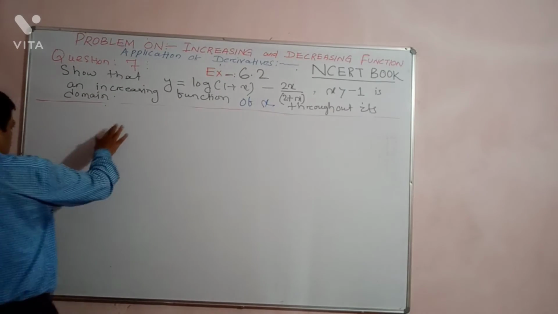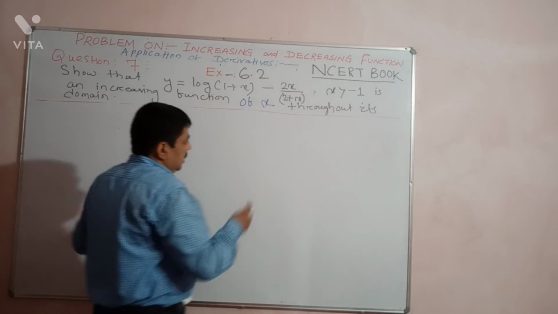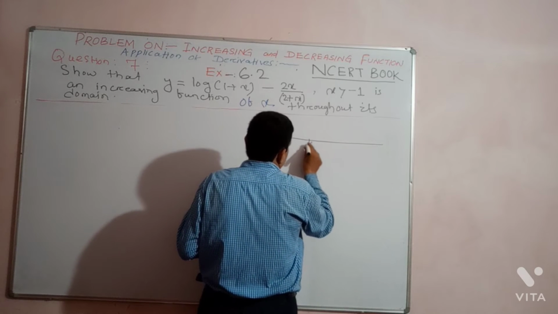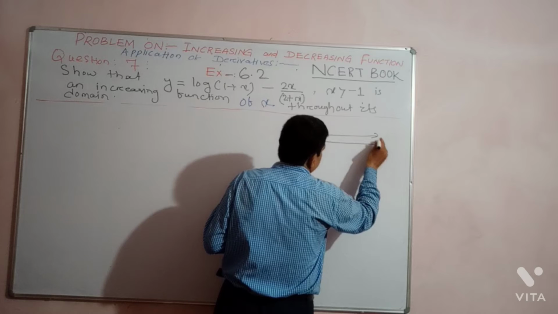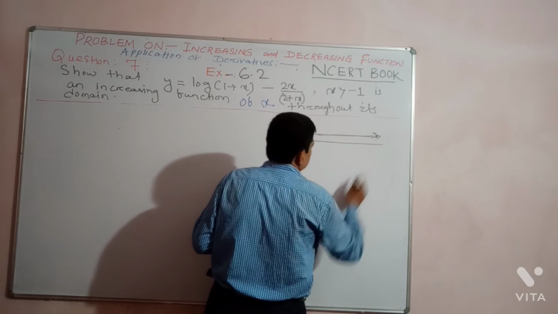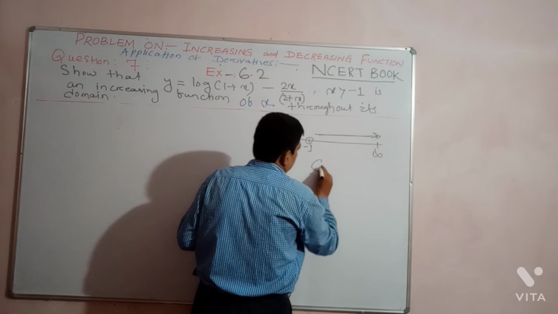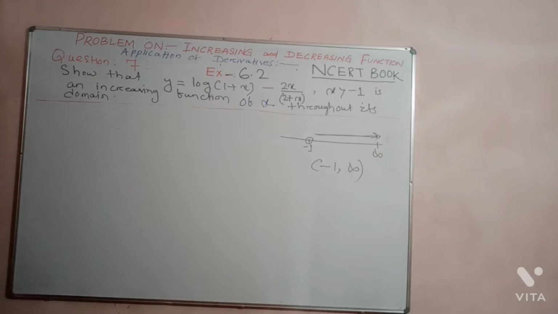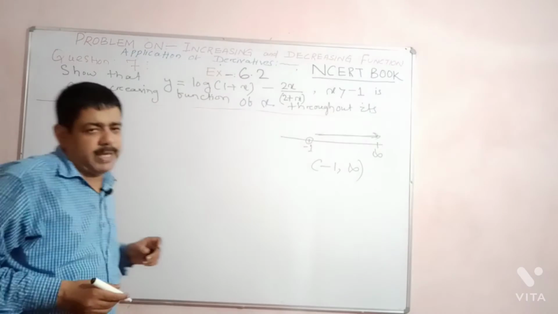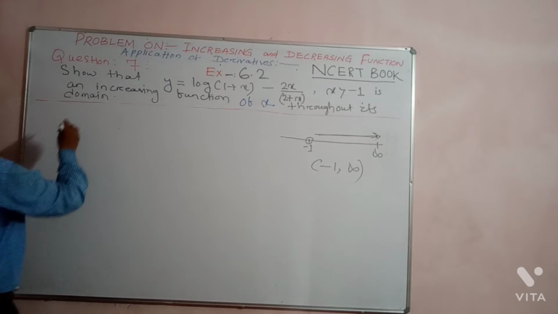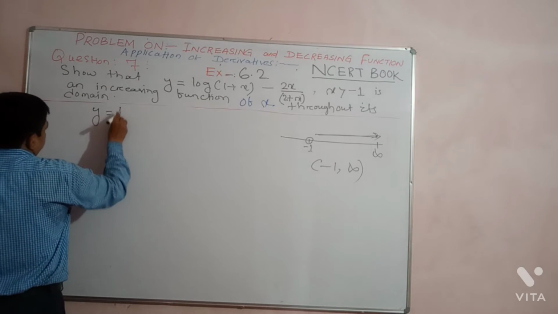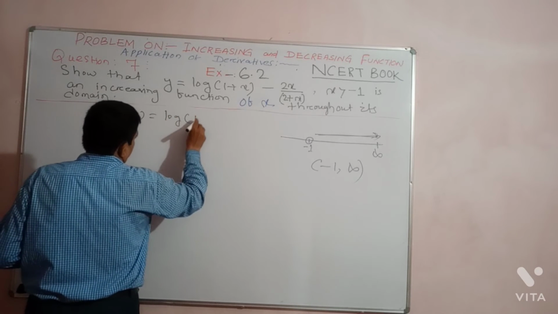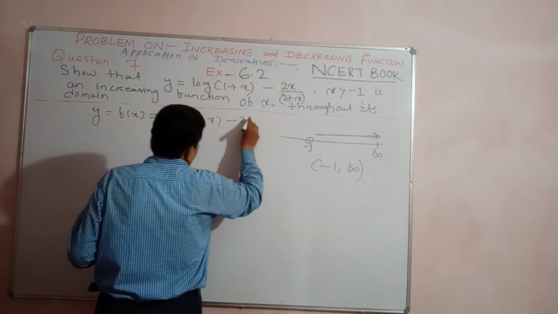If you see the number line, suppose this is minus 1, the function is increasing in the interval minus 1 to infinity. It means we have to prove that the function is increasing in the interval minus 1 to infinity. Here the function is given: f of x is equal to log of 1 plus x minus 2x divided by 2 plus x.